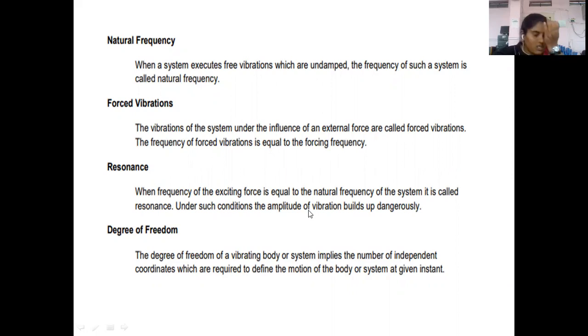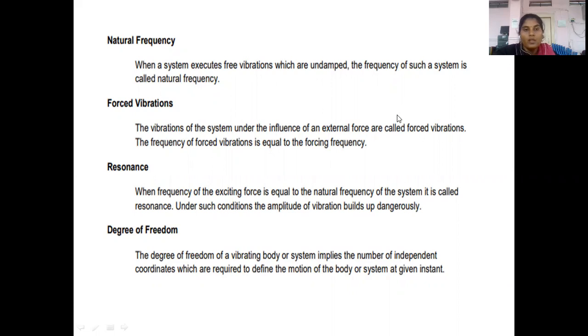Okay, after this we have covered all the points. Now we move to the next one. I request all of you, please write down these definitions. These definitions are very important. Write down natural frequency.